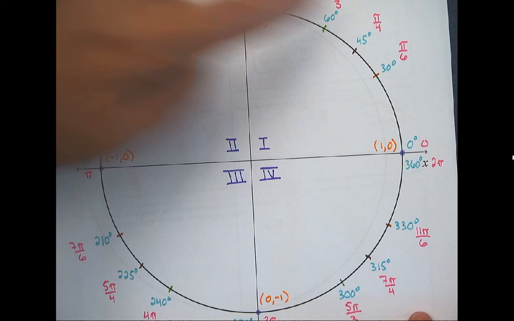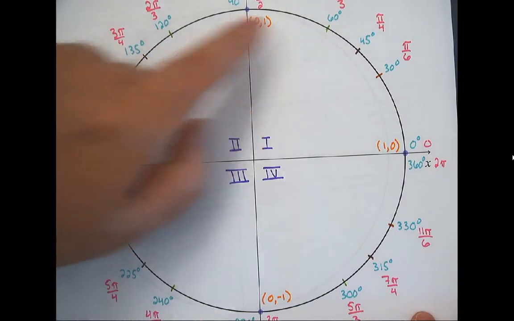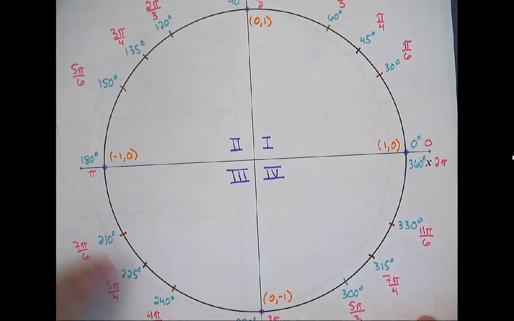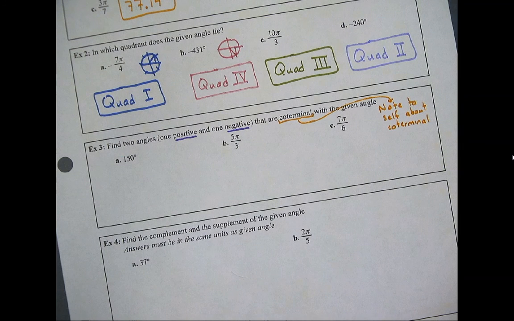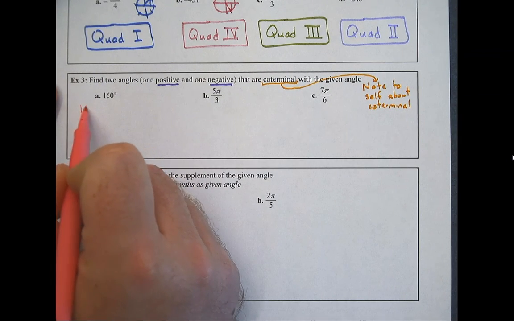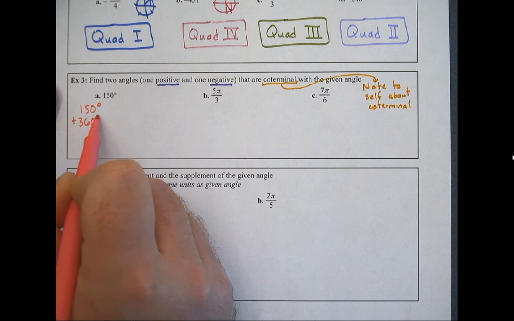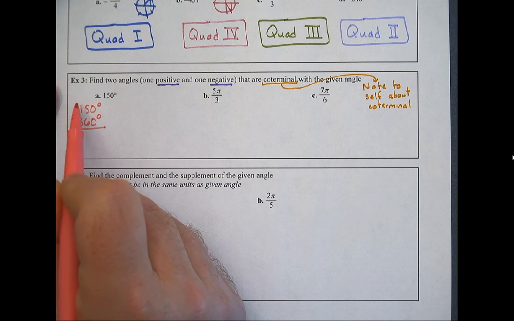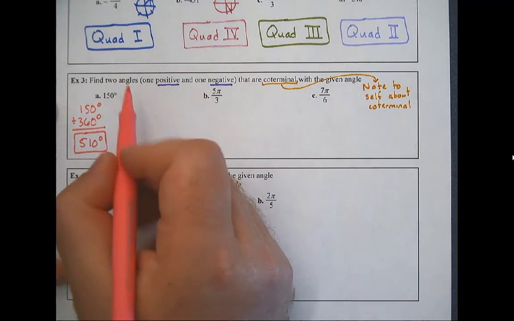But if I add 360 again, I would just keep getting bigger and bigger numbers. So I want to add 360, and then I also want to subtract 360. When I do 150 subtract 360, that's going to give me my negative value. So if we're looking at this one, I'm starting off at 150 degrees. I want to find the positive by adding 360 degrees. So that's 510. 510 degrees and 150 degrees are coterminal.